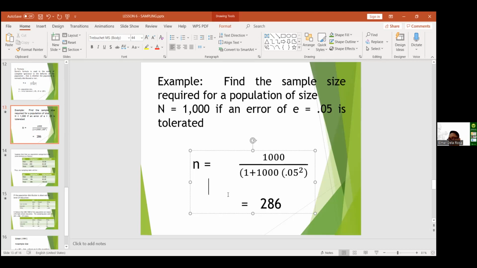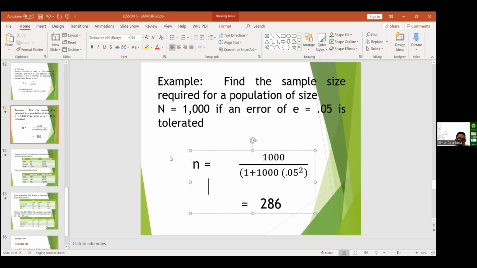So paano yun? Line natin yung 0.05. 0.05 squared is 0.0025, times 1,000 as the population is 2.5, plus 1 as the constant is 3.5. So ang divisor natin, yung nasa ilalim, is 3.5. So 1,000 divided by 3.5 is 285.7. Round that off to a whole number, it gives us 286.